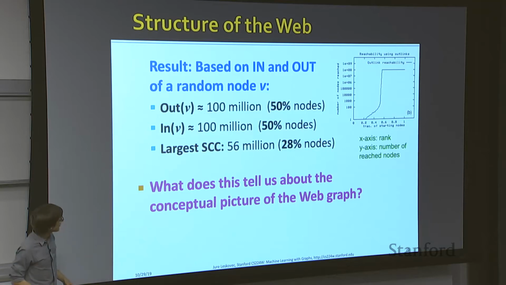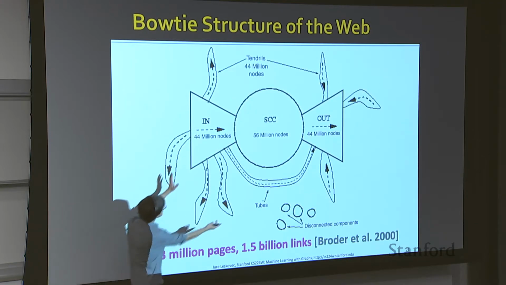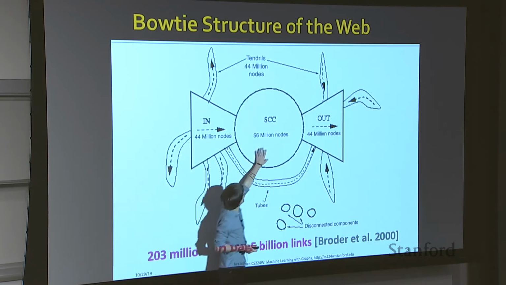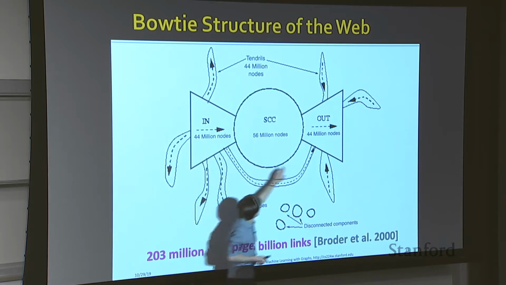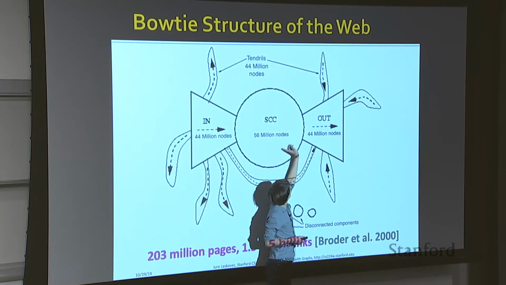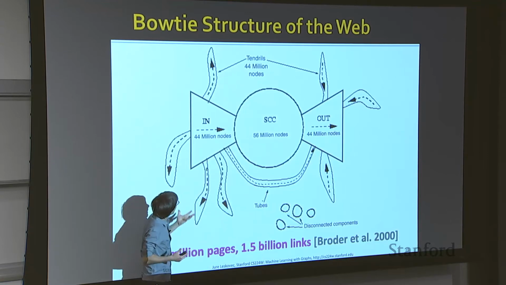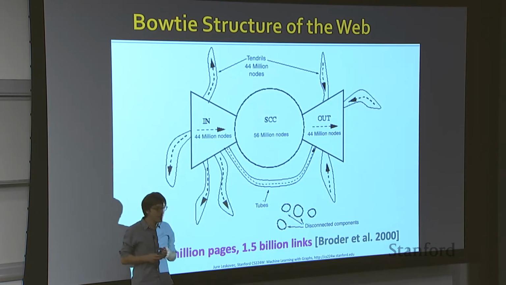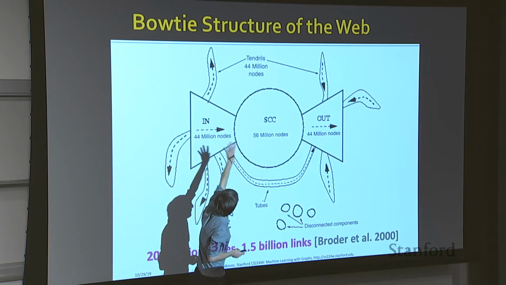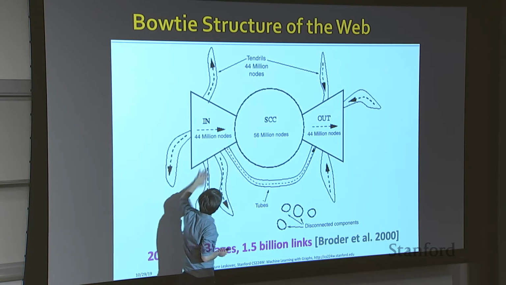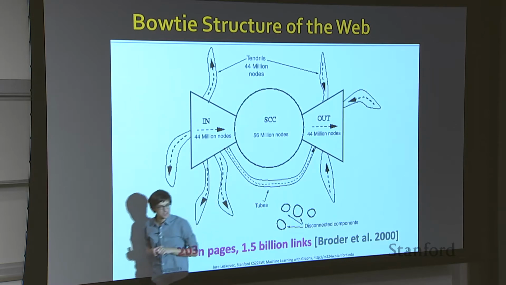And they conceptualize this in the notion of the bow-tie structure of the web, where this is exactly what I showed you. This is the 56 million nodes in the strongly connected component. Then here and here are the nodes where this plus this is 100 million, this plus that is 100 million. And now you are at 144 million, 150 million. So you need another 50 million nodes that they call tendrils that hang off, or tubes, disconnected components, and so on.